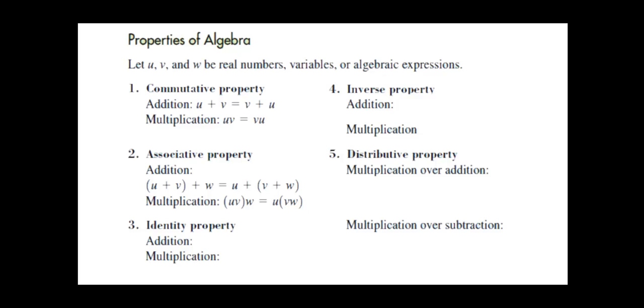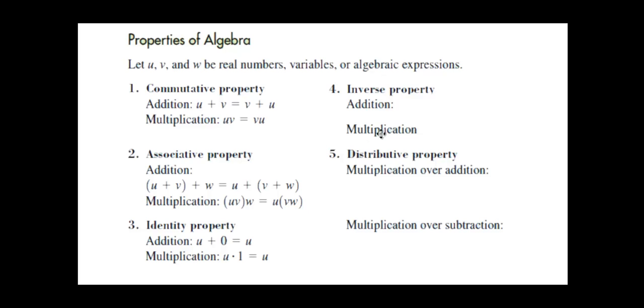The identity property tells you you're going to end up with what you start with. So if I start with a letter U and I add the additive identity, I'll end up with U. For multiplication, the multiplicative identity is 1. If I multiply any number by 1, I'll get it back.